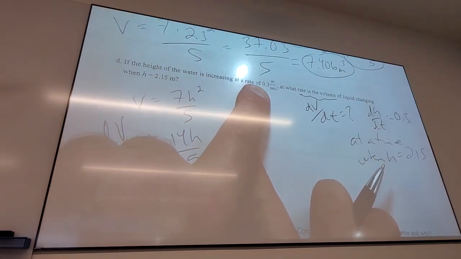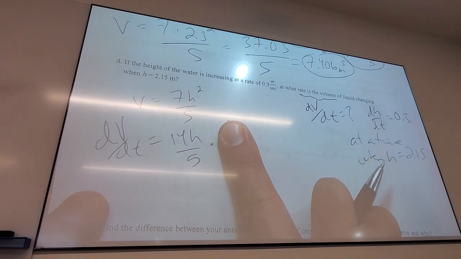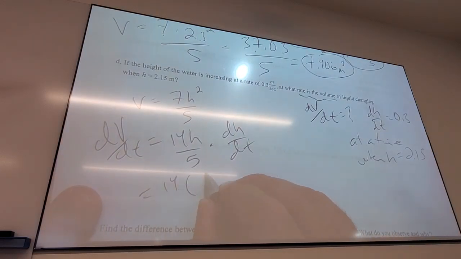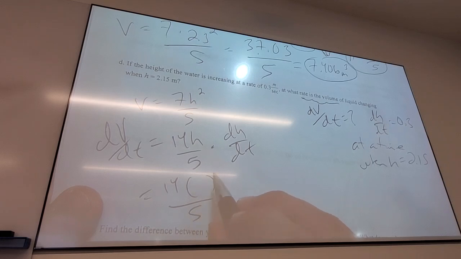So that would be sort of a clue. So now I just got to put stuff in the right place. Let's see. What do I put here? 2.15. 2.15, and what do I put here? 0.3.